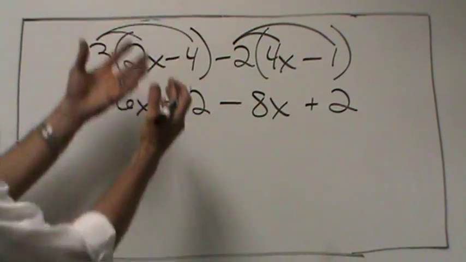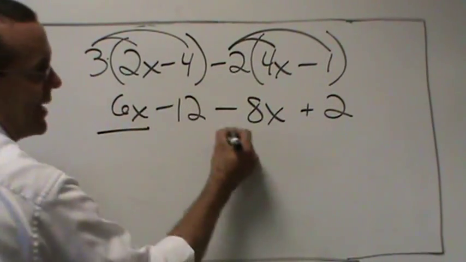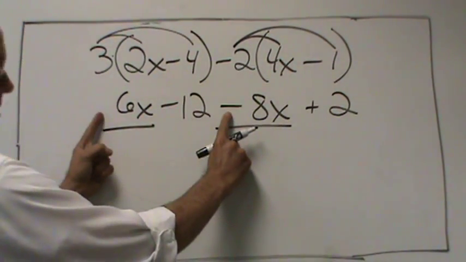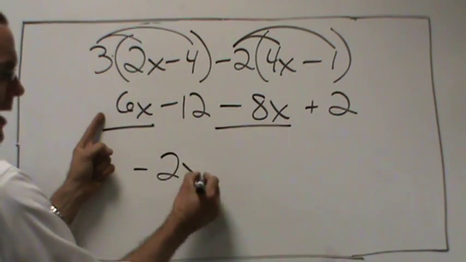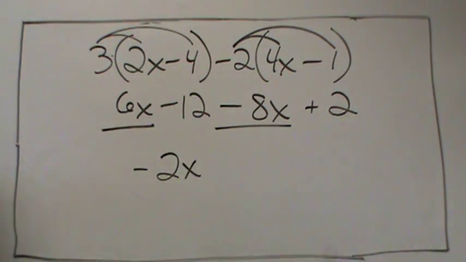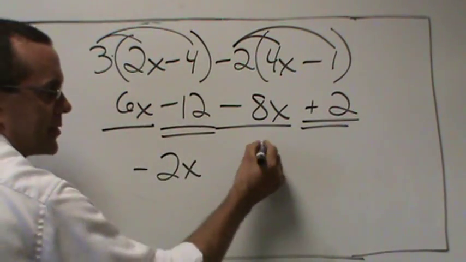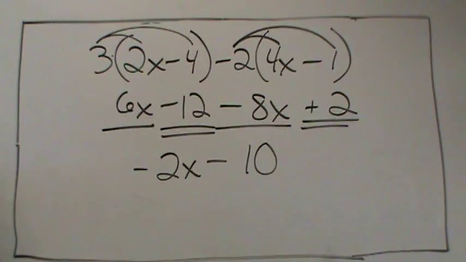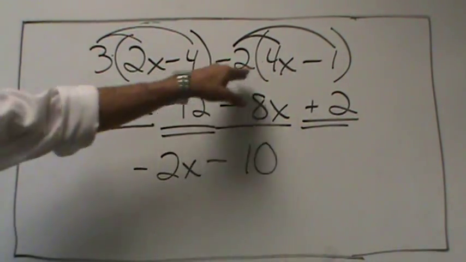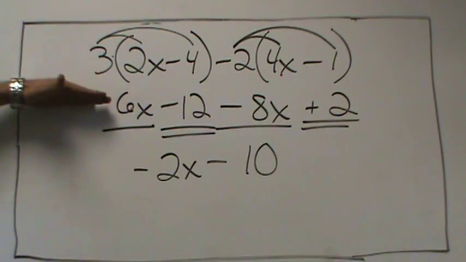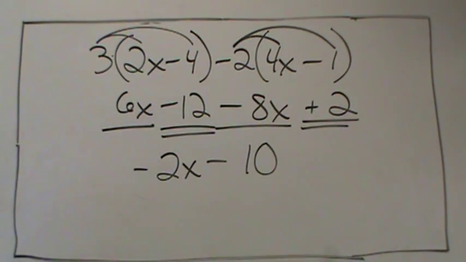After this step, after we've distributed, now we're going to combine like terms. We're going to add and subtract. The x terms are different signs, so you subtract them and keep the sign of the bigger. The constant terms, the non-x's, are also different signs, so you subtract them and keep the sign of the bigger. There you go. Again, watch your signs, watch what you distribute, and know the first step when I distribute is multiply. When I simplify, that's adding and subtracting.